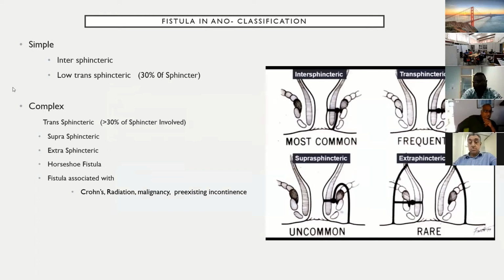So the classification is simple and complex. Simple fistula is an intersphincteric fistula, or a fistula tract that involves less than 30% of the sphincter. That's the external sphincter. Complex fistula is when the sphincter is affected more than 30%: suprasphincteric, extrasphincteric, horseshoe fistula, fistula associated with Crohn's disease, radiation, malignancy, and pre-existing incontinence.